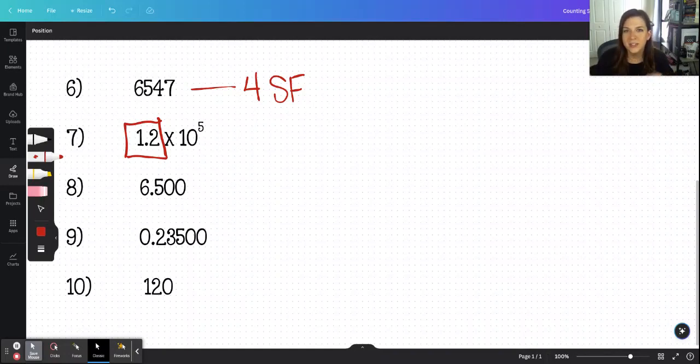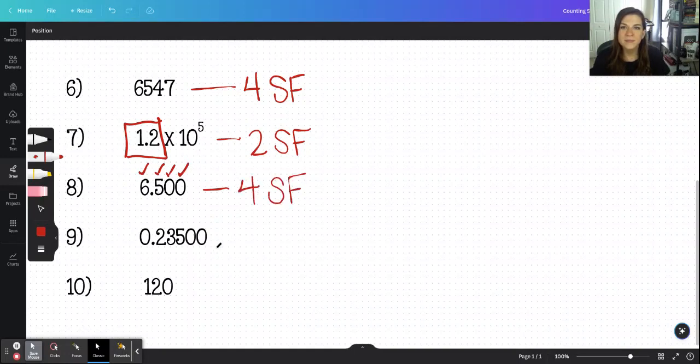Obviously, 1.2 is very different from 120,000. So you just look at that coefficient when it comes to scientific notation and counting sig figs. So 1.2 would have 2 sig figs. 6.500, decimal is present. Count the 6 and everything that comes after it. That would give us 4 significant figures. In number 9, 0.23500, the first non-zero number from the Pacific side is the 2. So we count the 2 and everything that comes after it, giving us 5 significant figures.